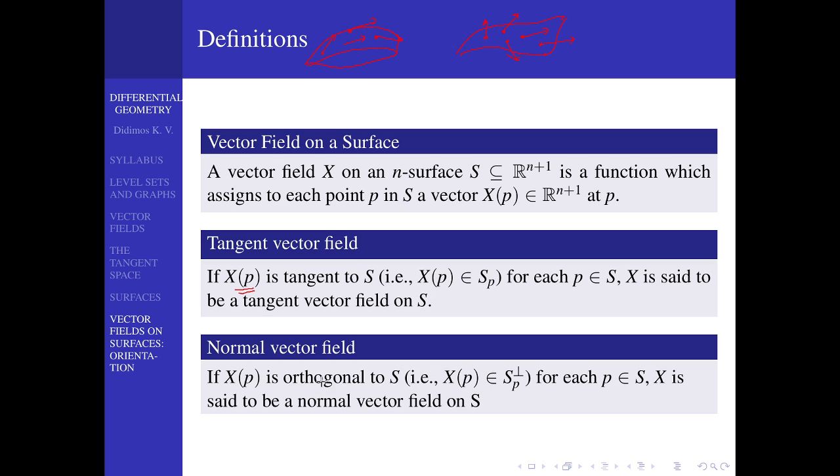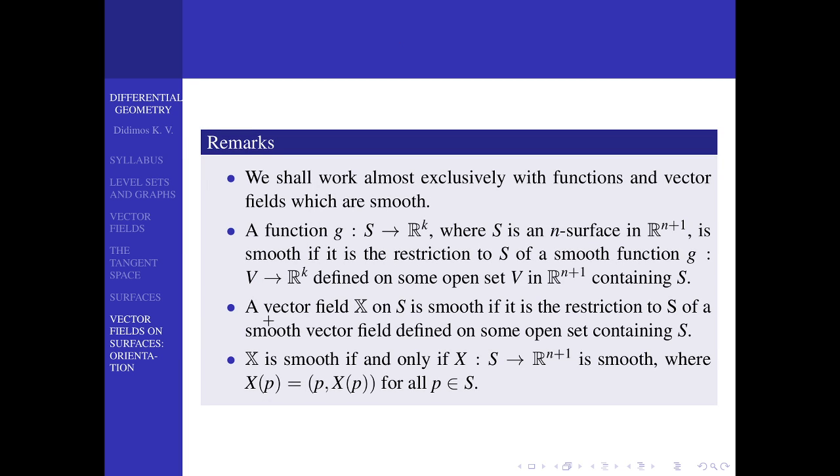So we have three definitions. One is vector field, and next is tangent vector field and normal vector field. So this is the definition for vector field. These are two particular cases, a couple of examples of these vector fields. Now we have some remarks.